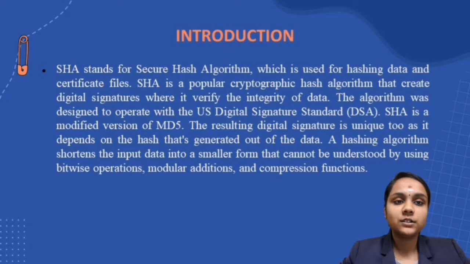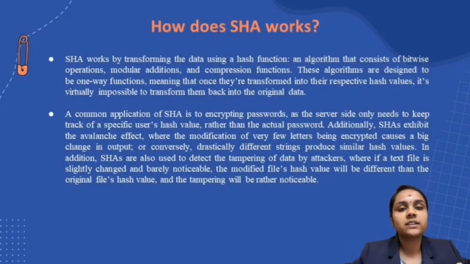A hashing algorithm shortens the input data into a smaller form that cannot be understood, by using bitwise operations, modular additions, and compression functions. SHA works by transforming the data using a hash function. The hash function then produces a fixed size string that looks nothing like the original. These algorithms are designed to be one-way functions, meaning that once they are transformed into their respective hash values, it's virtually impossible to transform them back into the original data.